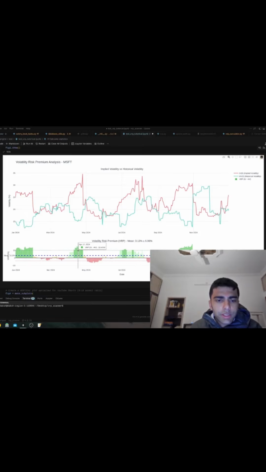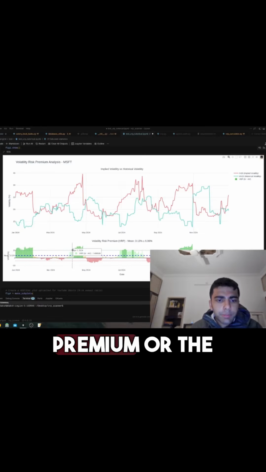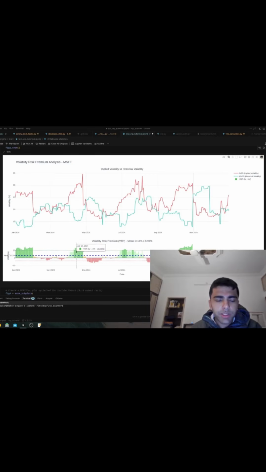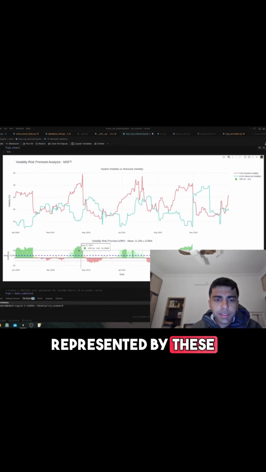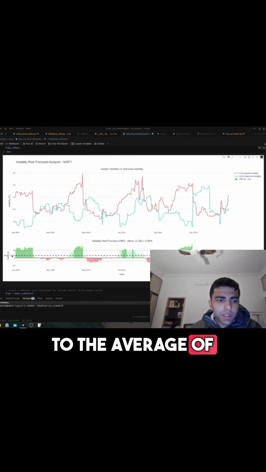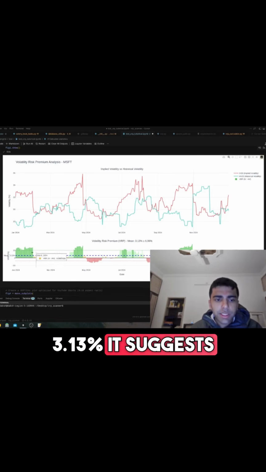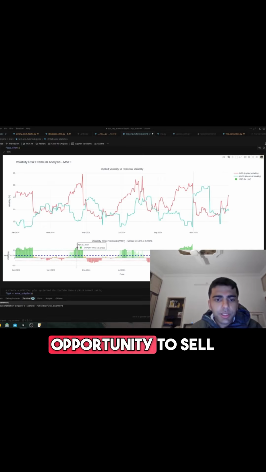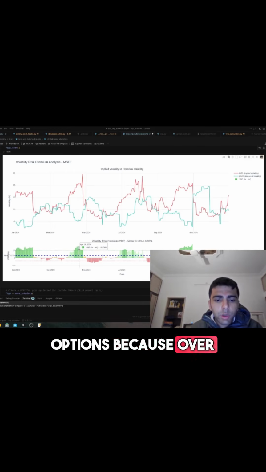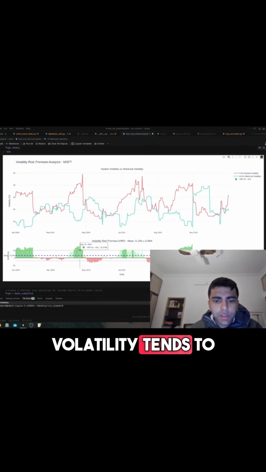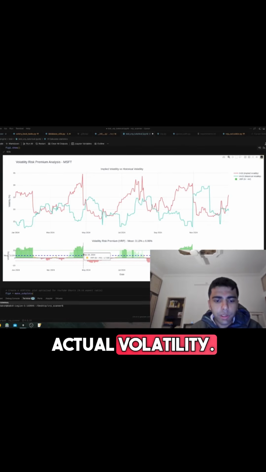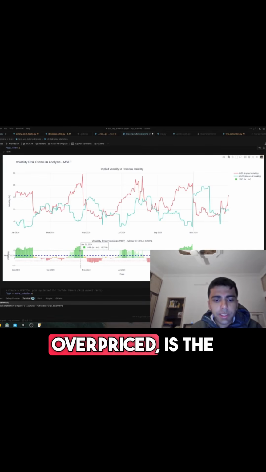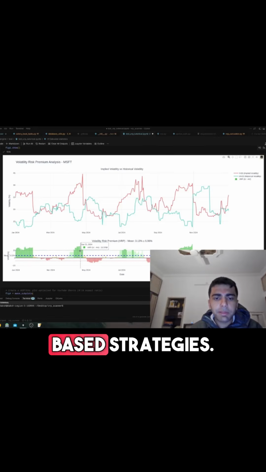Now, as you can see in this chart, when the volatility risk premium, or the difference between implied volatility and historical volatility, is unusually high, represented by these green areas compared to the average of 3.13%, it suggests that the options may be overpriced here. This creates an opportunity to sell options because over time the implied volatility tends to revert back towards the actual volatility. This idea of selling options when volatility is overpriced is the foundation of VRP based strategies.